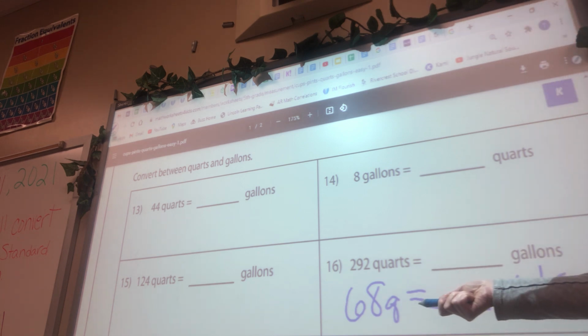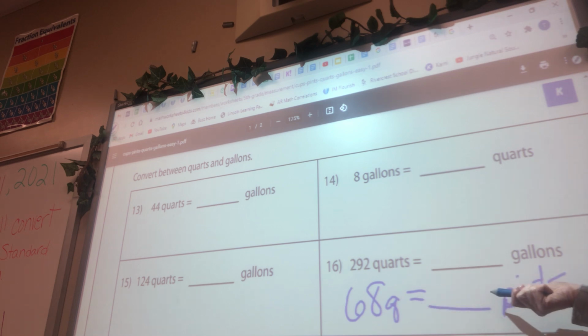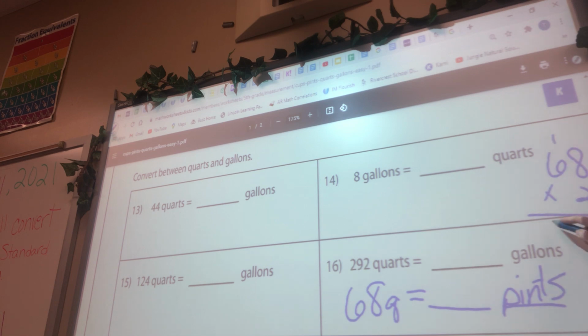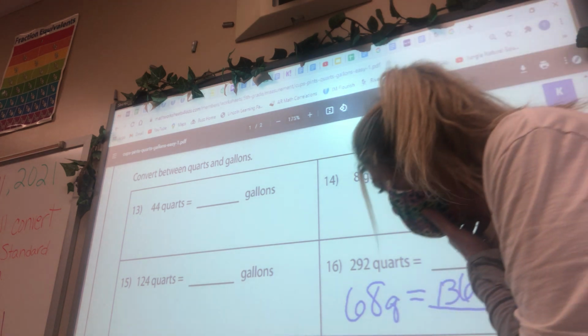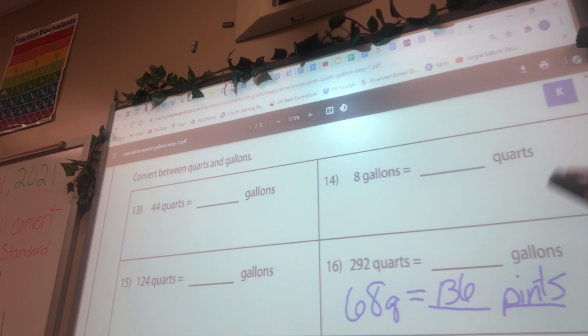All right, if it's 68 quarts, is this going to be a higher or lower number if it's pints? Higher. So I'm going to multiply. What am I going to multiply by? 2, because the relationship between quarts and pints is a relationship of 2. So we would have 68 times 2. 16. 12. 13. Okay. 136.